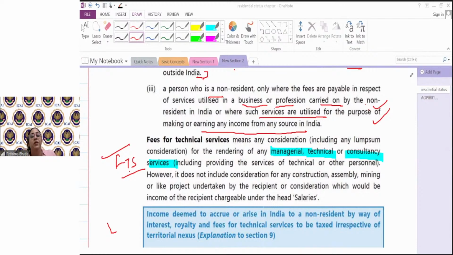Yes, Rahul, simply you can say it, but we have to understand the language of the law, what the law says.